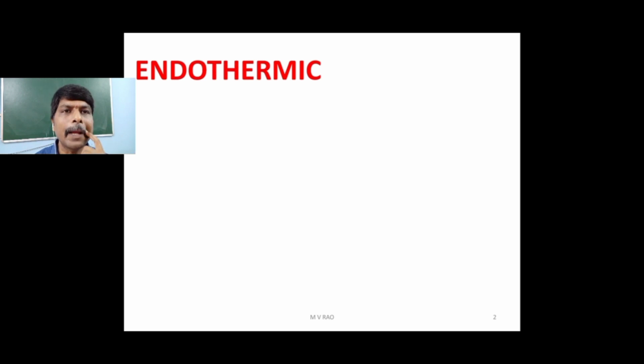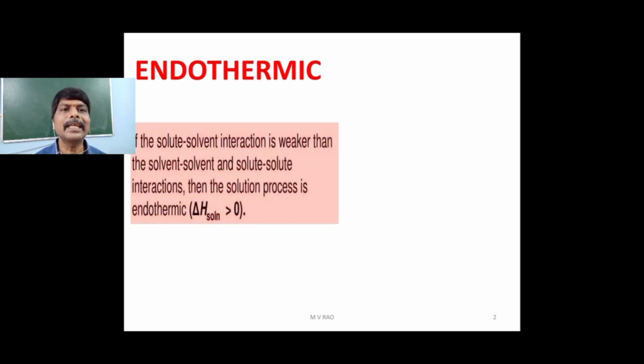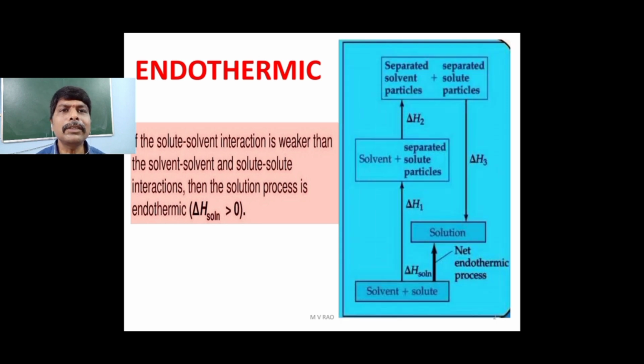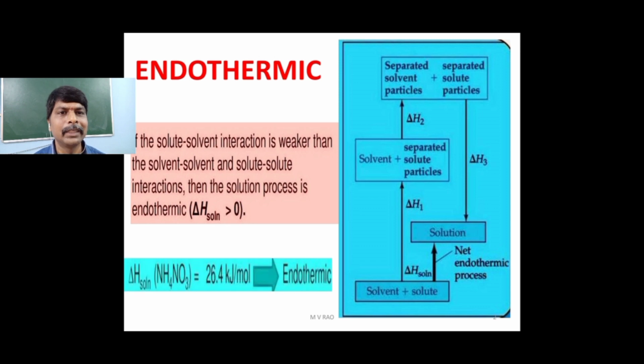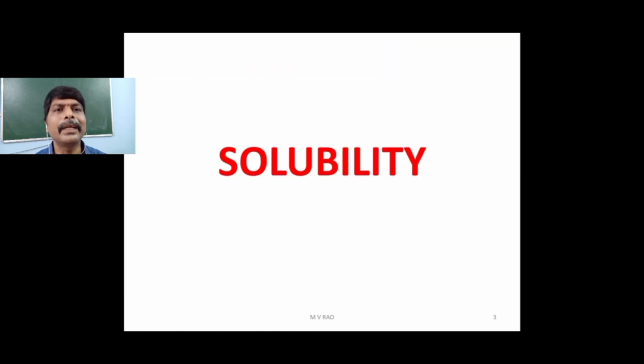You can see the second type, that is endothermic. In this case the enthalpy of solution is positive. Why positive? Here solute-solvent interaction is weaker than the solvent-solvent and solute-solute interaction. You see in this flow chart, the sum of delta H1 and delta H2 is greater than delta H3. So what is the example? Ammonium nitrate is an example of an endothermic solution.